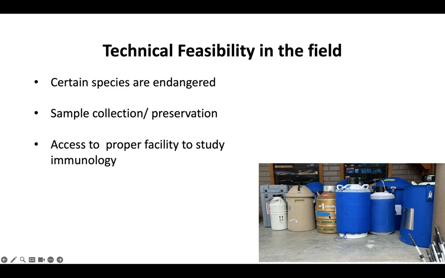you can work with. That brings me to another problem in terms of having the facility to study immunology, particularly in the field. You don't have a lab nearby where you can just do sterile work, or have a machine like a flow cytometer that you need to analyze the immune cell components. So these are the three main challenges in terms of technical feasibility.